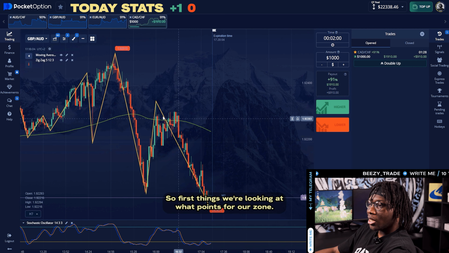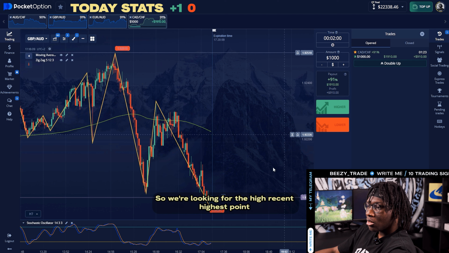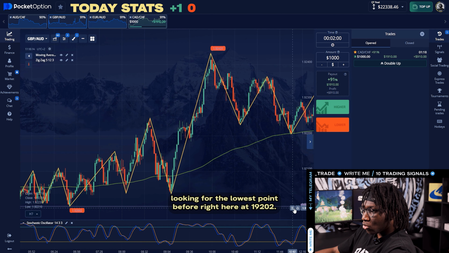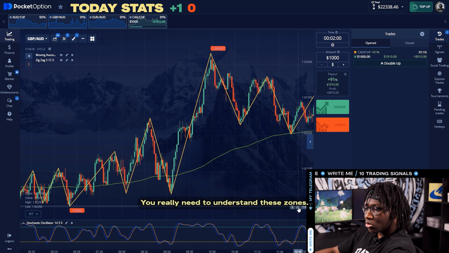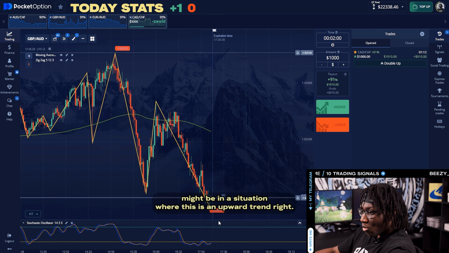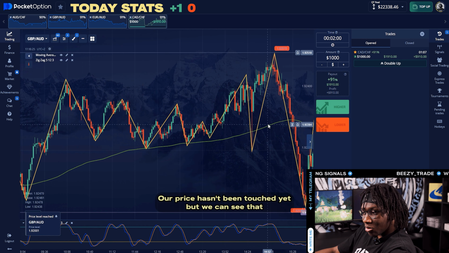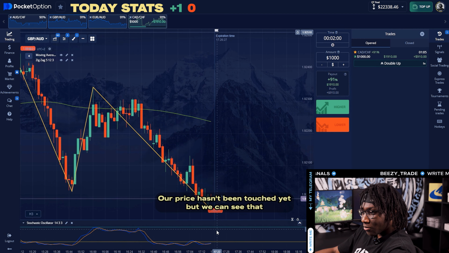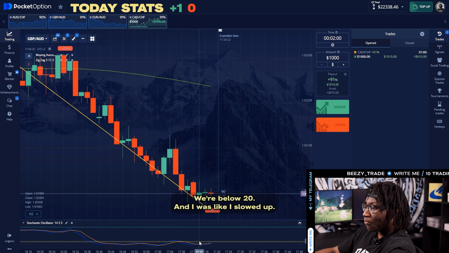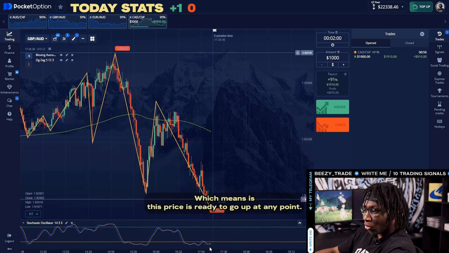So first thing we're looking at: what are our points, what are our zones. So we're looking for the recent highest point and the lowest point before it, right here at 19202. You really need to understand these zones. So right now, we might be in a situation where this is an upward trend, right? Our price hasn't been touched yet, but we can see that we are below 20 on our stochastic oscillator, which means that this price is ready to go up at any point.